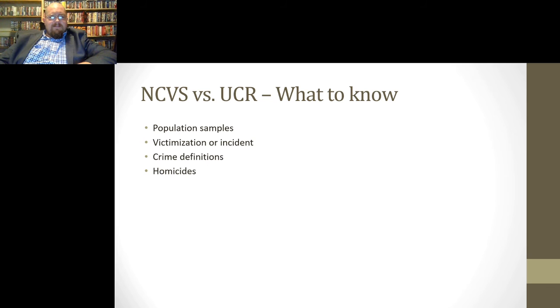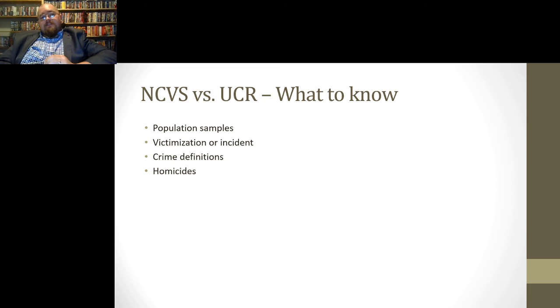Just sort of the NCVS, UCR, what to know, population samples. The UCR is from crimes reported to the police. The NCVS is typically about 100,000 respondents every 6 months, taken from the United States population. Looking at a victimization event in the NCVS versus just the incident itself. The crime is one unit in the UCR. The criminal definitions can be widely different. UCR is basing it off of the criminal definitions of a particular area. Now, that can change from city to city, from state to state, but with the NCVS, you're looking at it potentially changing from respondent to respondent.